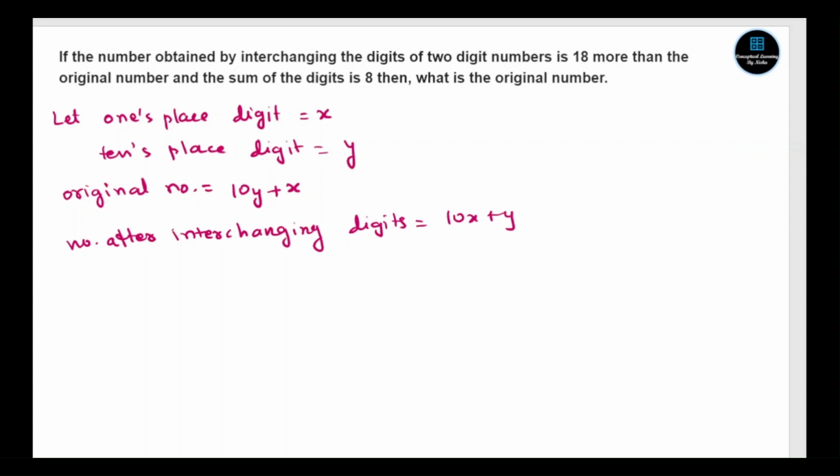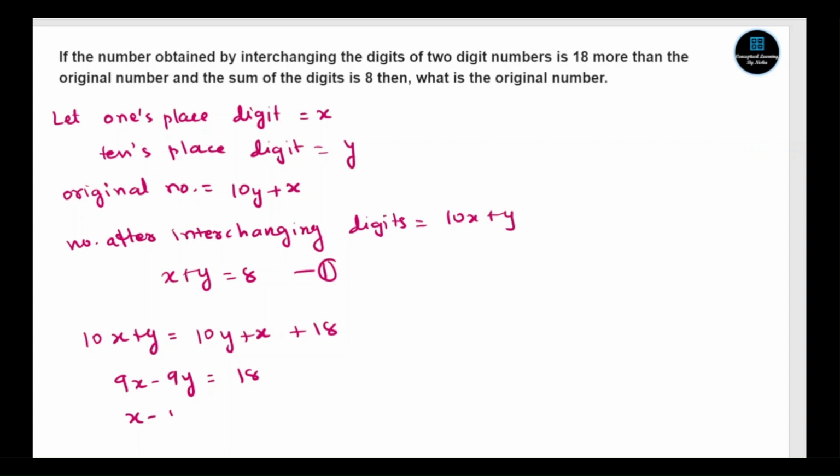Now what they are saying, when you interchange the digits, the number is 18 more than the original number and the sum of the digits is 8. So x plus y equals 8. So this is straight away the first equation. And the new number, 10x plus y, is 18 more than the original number. So original number is 10y plus x and here 18 more than that. Now when we simplify this, what do we get? This is 9x minus 9y equals 18. If I divide all of them by 9, I'll get x minus y equals 2. So this is my second equation.